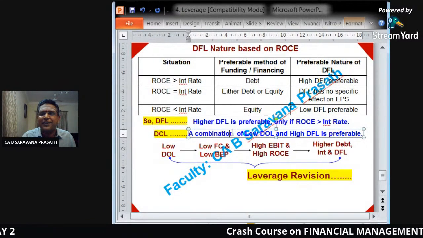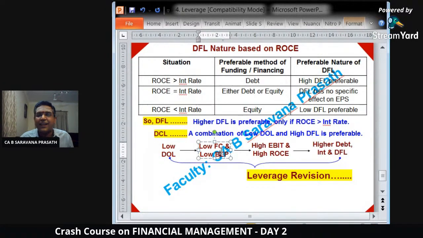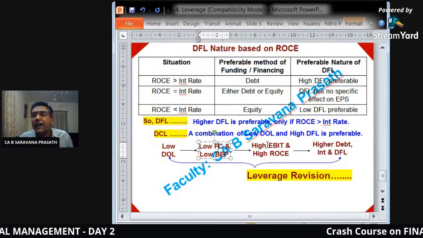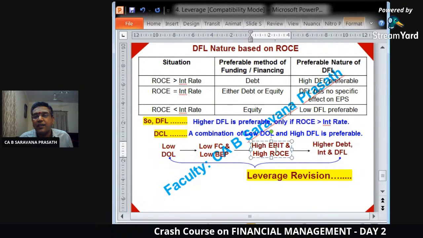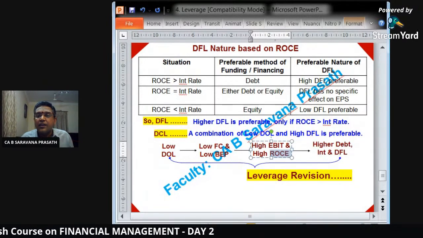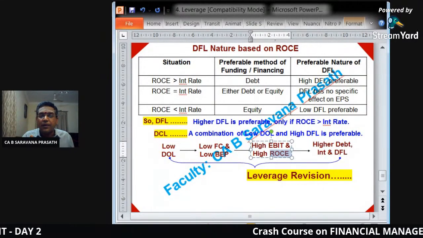Very simple logic. Low DOL will mean low fixed cost and therefore low break-even point. Low fixed cost will mean high profit, EBIT. If profit is high, remember the formula for ROCE, EBIT divided by capital employed.